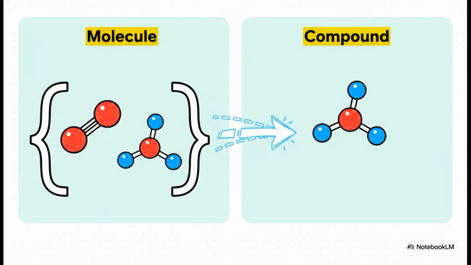Now, this is where some folks get a little tripped up, but it's pretty simple. When any two or more atoms link up, you get a molecule. But, and here's the important part, if those atoms come from different elements, then you've got a compound. So just remember, every compound is a type of molecule, but not every molecule is a compound.